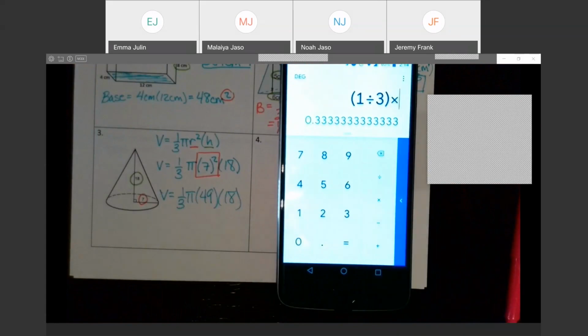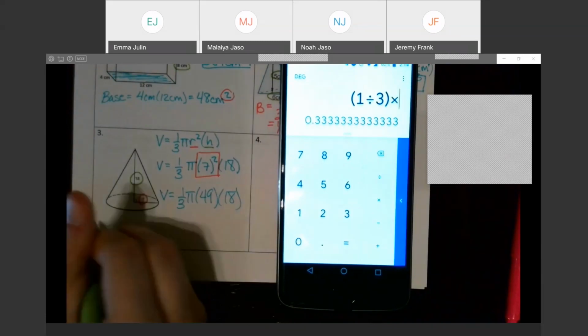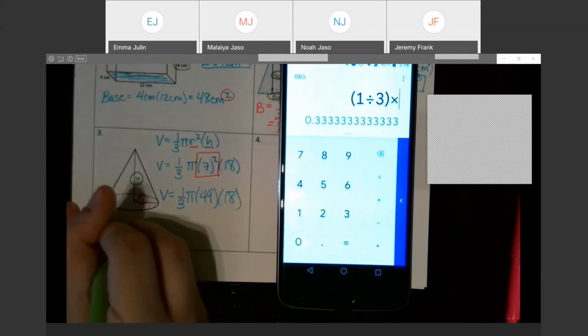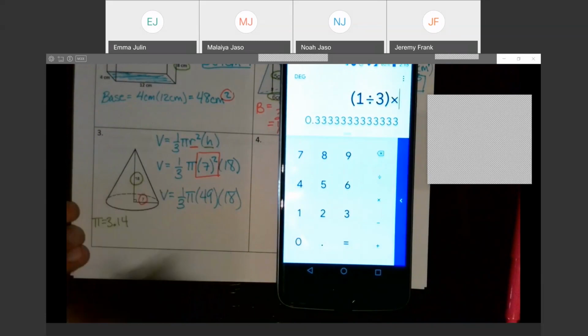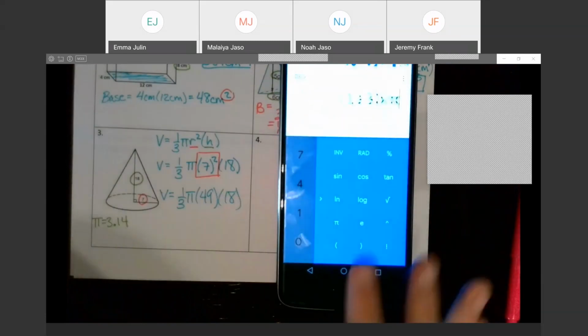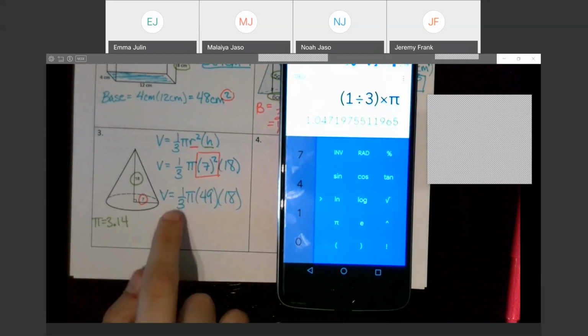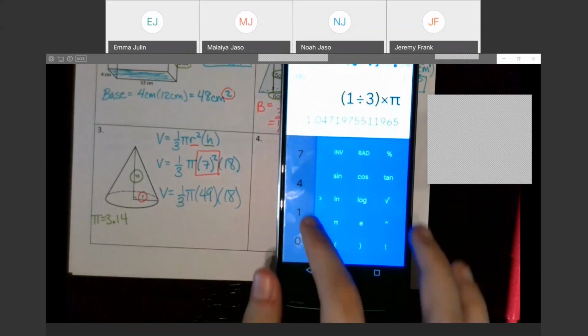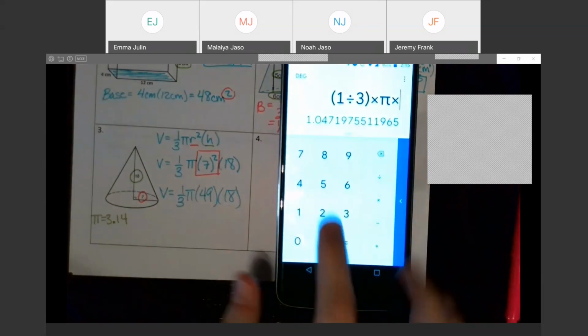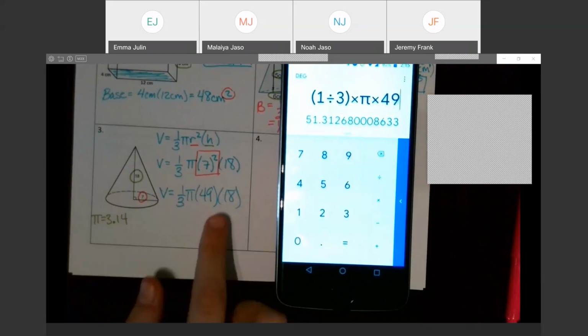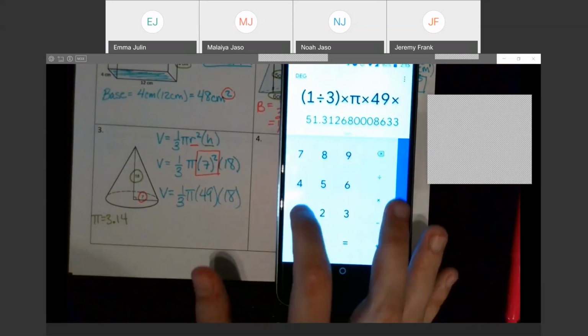You have two ways to approach this. You can use it to where pi is 3.14 and round up, or you can use the one in your calculator on your phone. Either one should get you very close to what the answer is. So I've done 1/3 times pi. Now I multiply by my 49. And I ended off by multiplying to my 18.